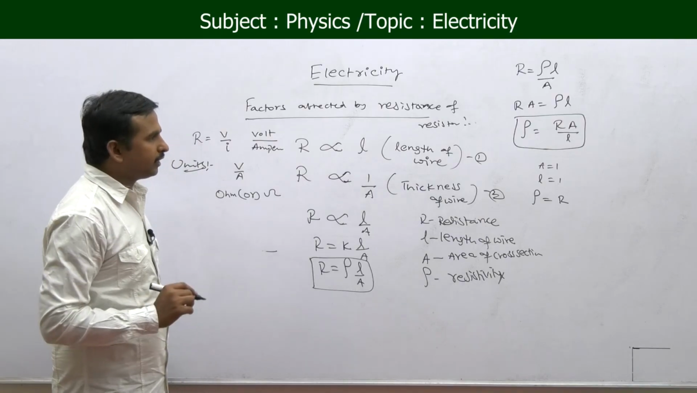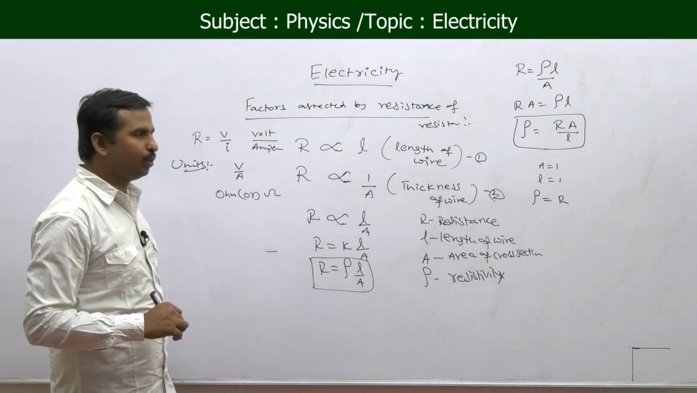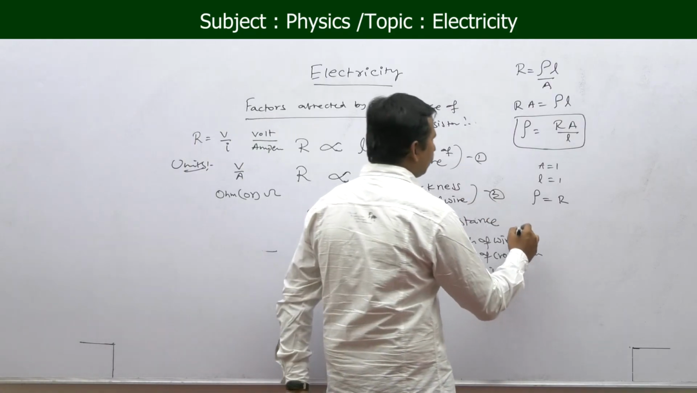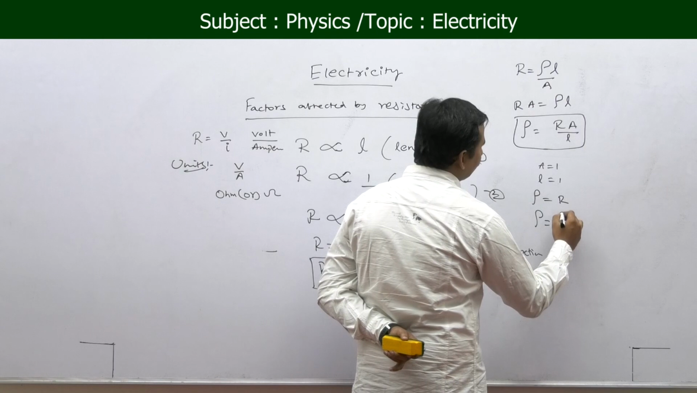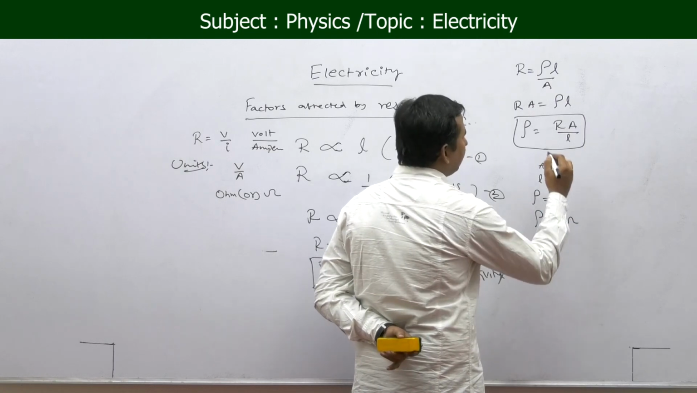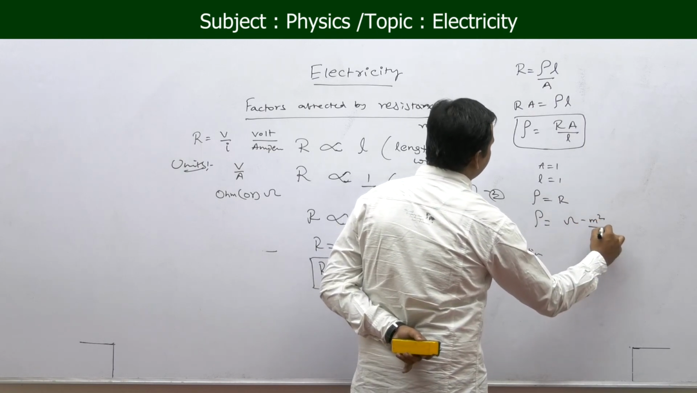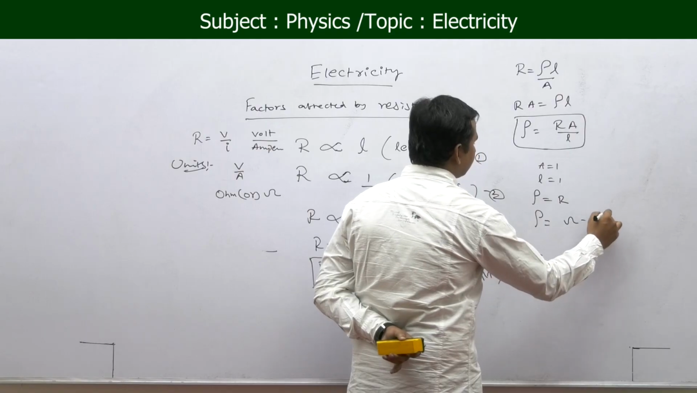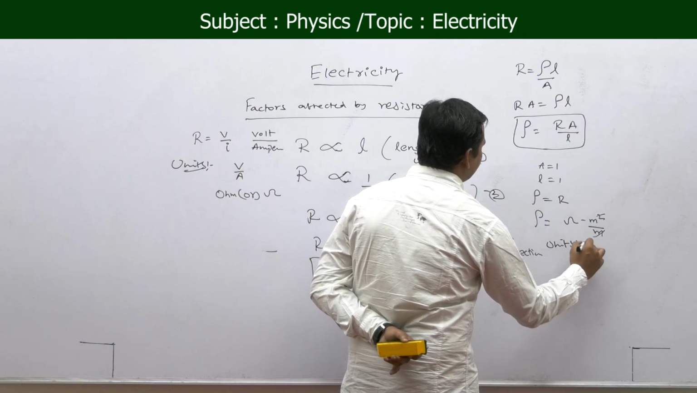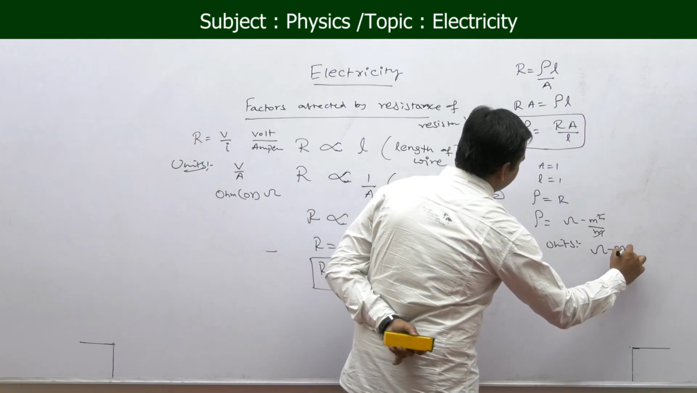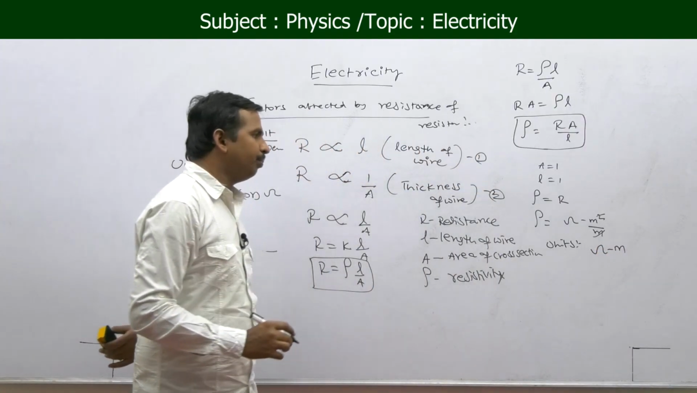Now for the units of resistivity, we know that rho is equal to RA by L, where R is in ohms, area is in meter square, and length is in meters. Then the resistivity units are ohm meter. That is called ohm meter.